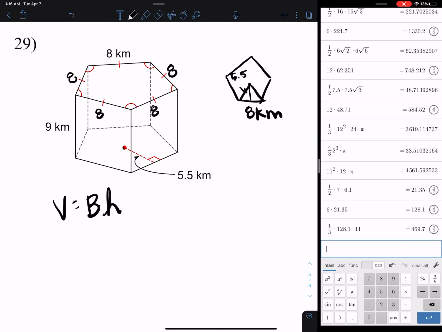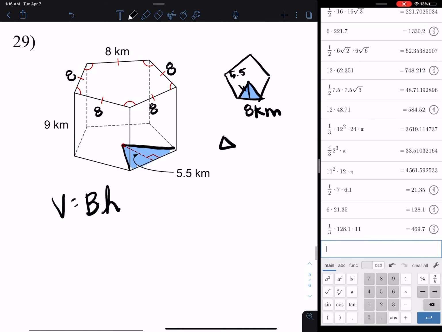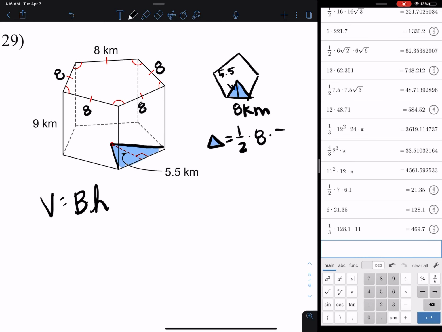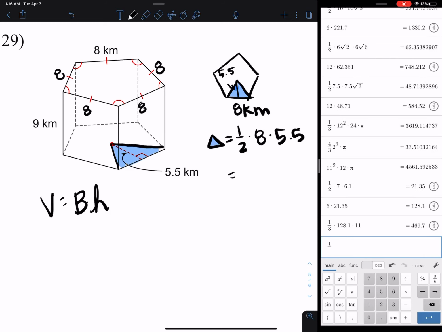So basically what we're finding here, this part right here would be our blue triangle. And how many of those would we have? It's a pentagon, so we're going to have 5. So the area of our blue triangle here is 1/2 the base times the height. So we have 1/2 the base times the height. That gives us 22.